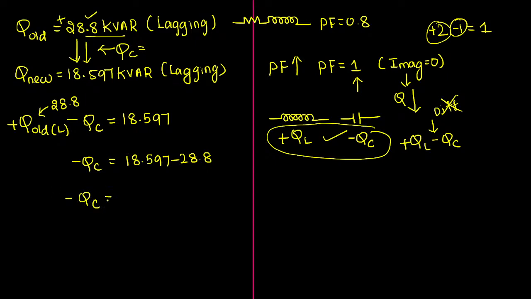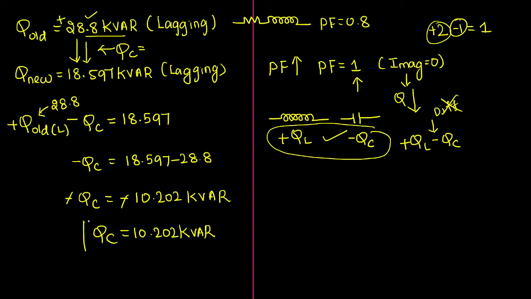Anyway, both sides we are having minus. It will be minus 10.202 kilovolt ampere reactive power. Minus minus will be cancelling each other. This is the reactive power supplied by the capacitor bank. Because of this, the net inductive reactive power value is reduced. When the reactive power value is reduced, automatically the power factor value increases. Already they told that the power factor is increased to 0.9.